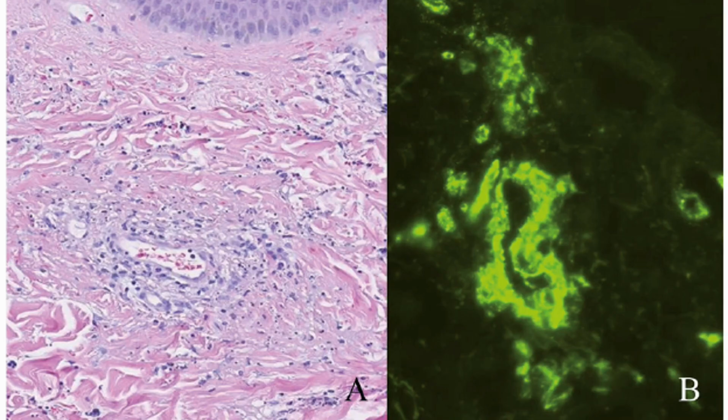This is a slide showing the damaged blood vessel with nuclear debris around this area. Also, you can see there is IgA deposition in the small-sized blood vessel, which confirms the diagnosis of HSP.